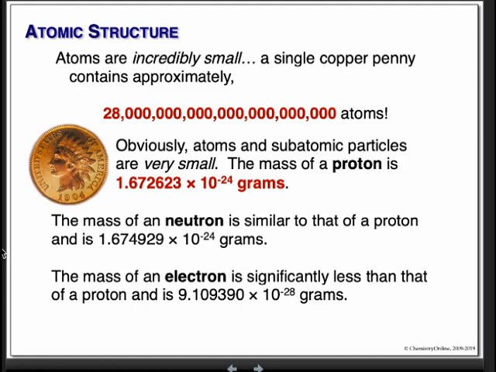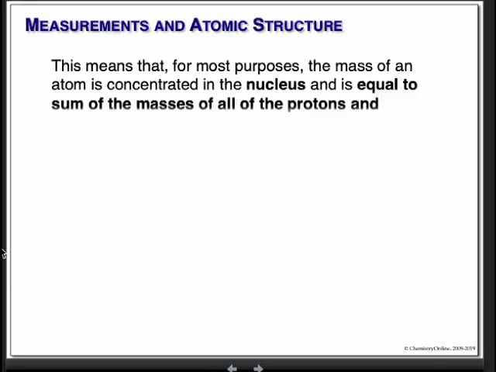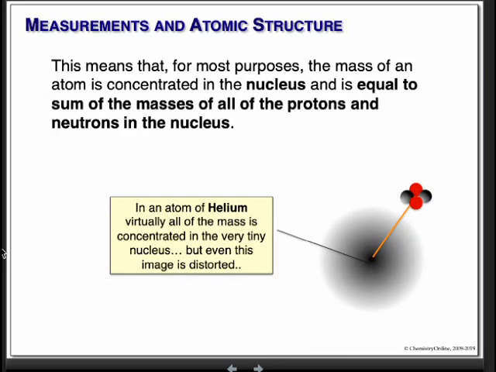The electron is much, much, much less, at least 1,000-fold, maybe 10,000-fold less than either of these guys. Now, what this tells us is that the electrons weigh virtually nothing in an atom, and all of the mass in the atom is compressed into this tiny, tiny little nucleus. We'll return to that one. This is a helium atom.